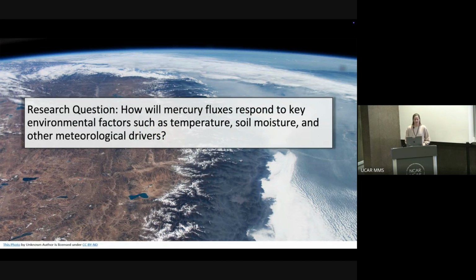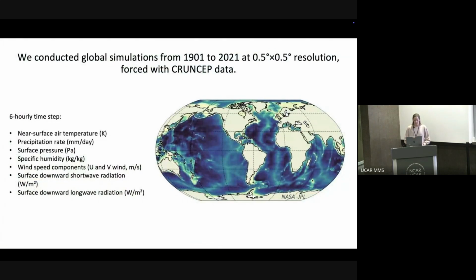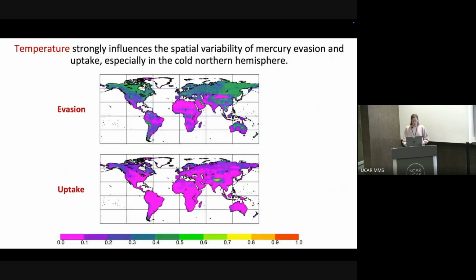So the question I'm going to ask today is, how will mercury fluxes respond to environmental factors such as temperature, soil moisture, and other meteorological drivers at a global scale? For this presentation, I conducted global simulations from 1901 to 2021 at half-degree resolution, forced with CRUNCEP data. And so we're going to move on pretty quickly right into results.